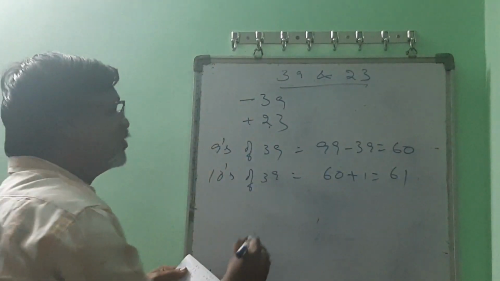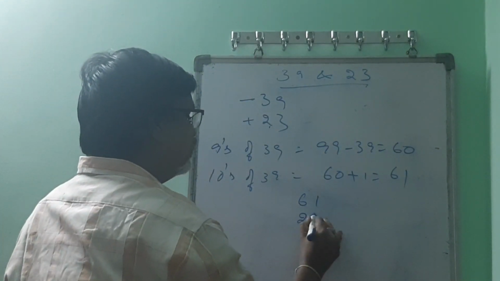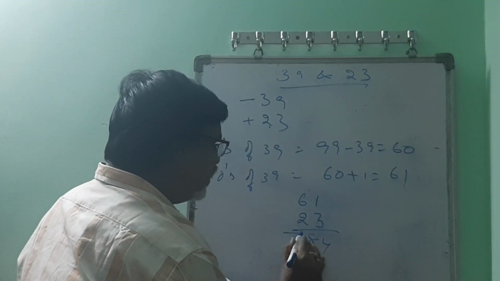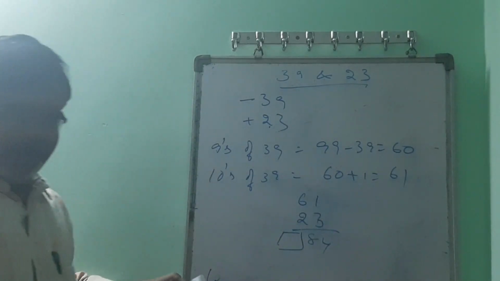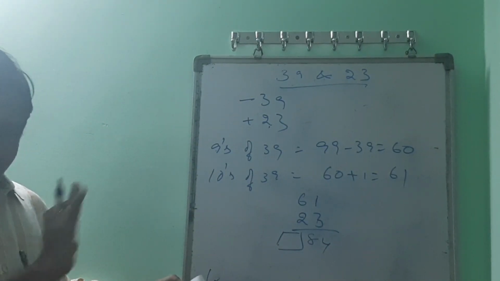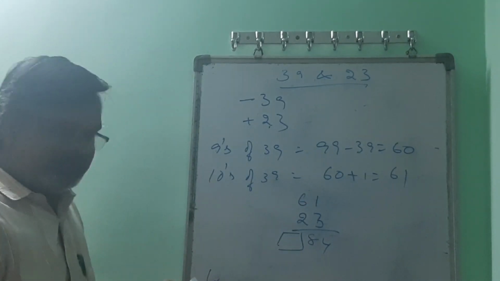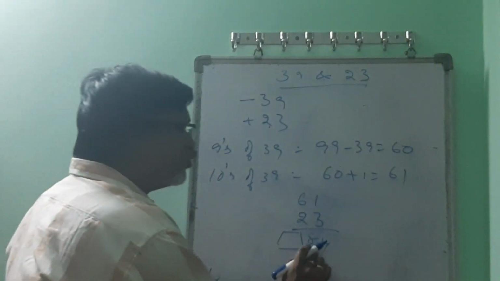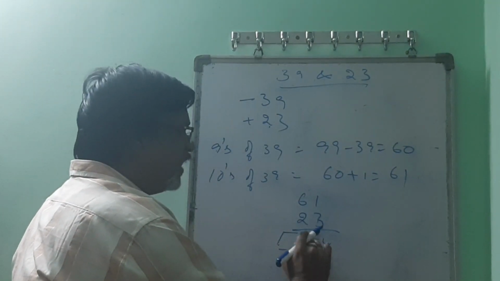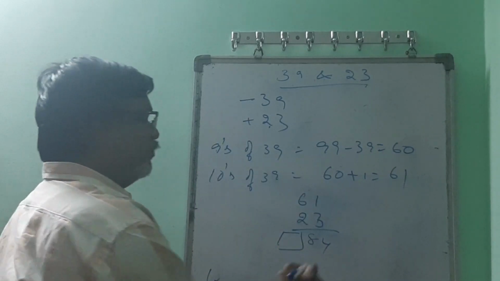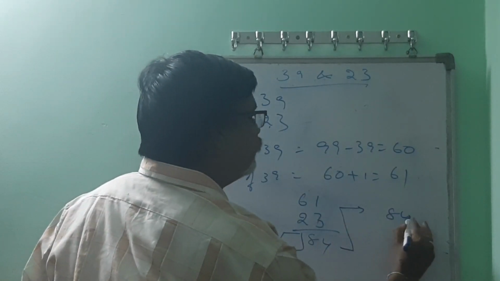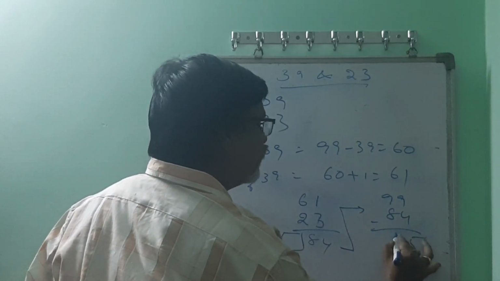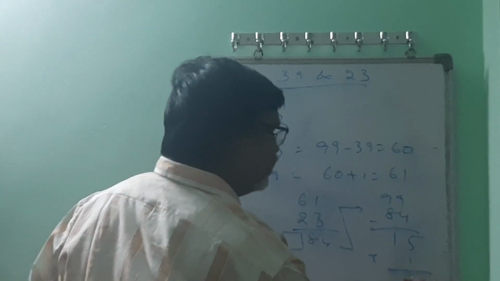Now add these two, 61 and 23. What do you get? 84. Is there any carry here? No carry. So when there is no carry, you have to consider this as a negative value, and you have to find its 9's complement and later its 10's complement. So the 9's complement of 84 is 99 minus 84, which is 15, and its 10's complement is plus 1, 16.